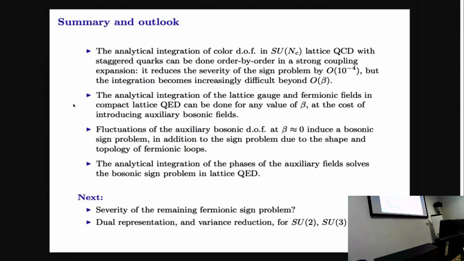In the future, we want to check how the fermionic sign, which you cannot get rid of in this model, behaves with this new partition function, and eventually go to larger gauge groups and try to apply the same method. Thank you.